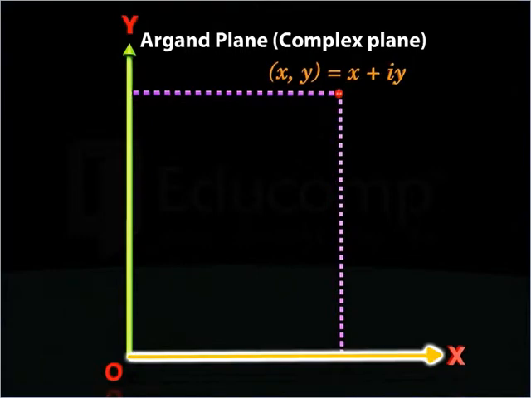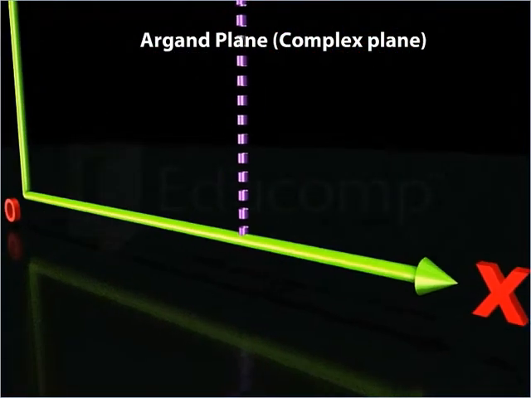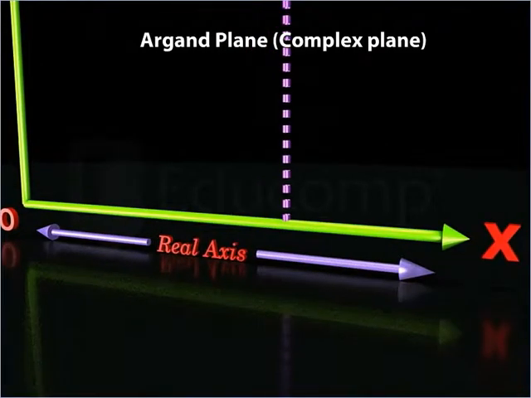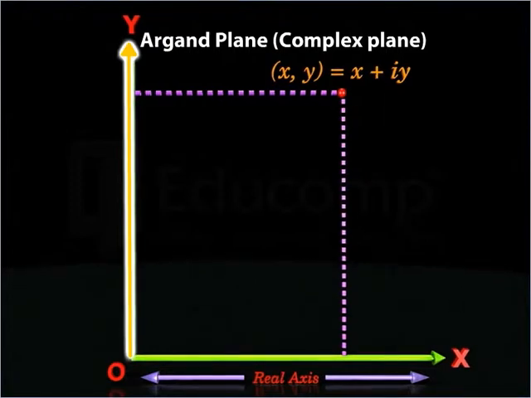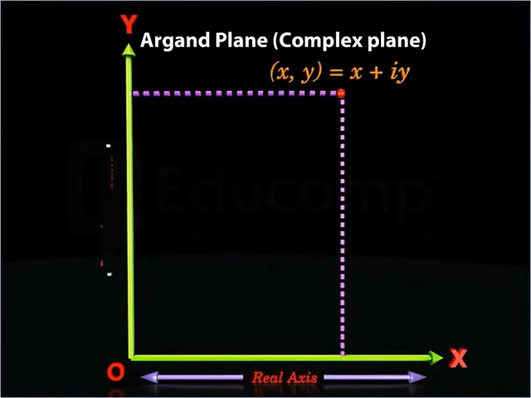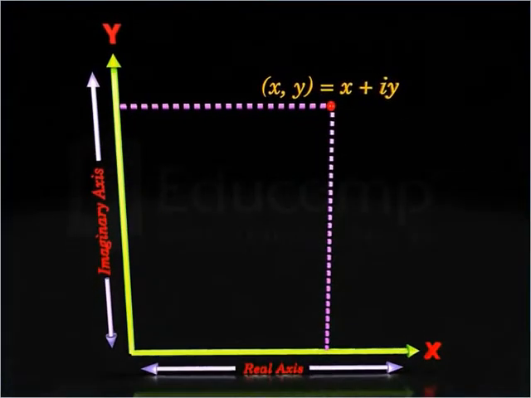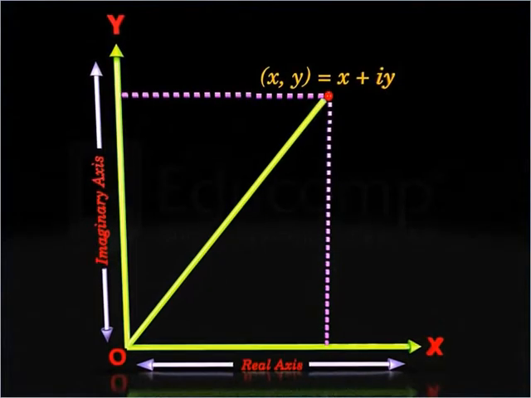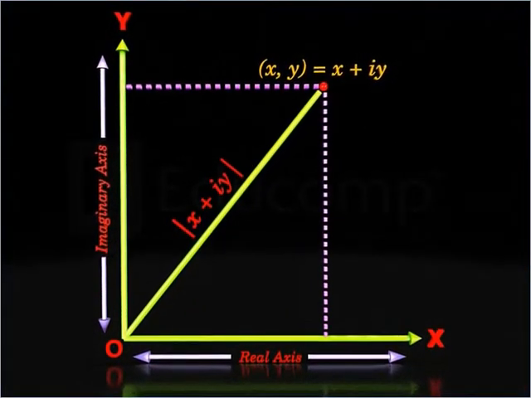The x-axis represents the real part of the complex number, so it is called the real axis. On the contrary, y-axis represents the imaginary part of the complex number, so it is called the imaginary axis. The distance of this point from the origin is known as the modulus, or the absolute value of the complex number x plus iota y.